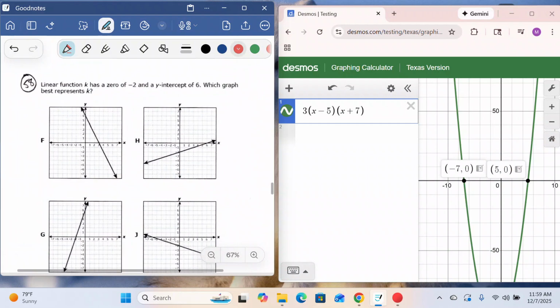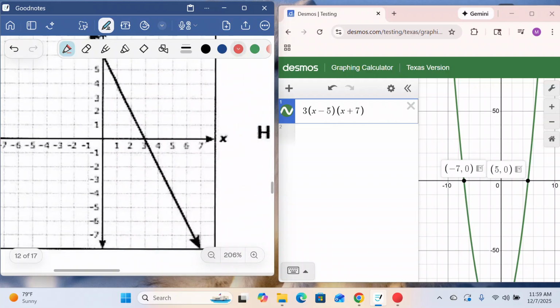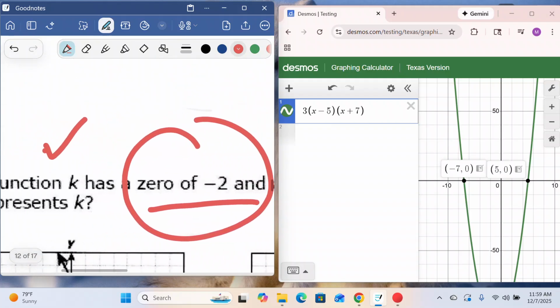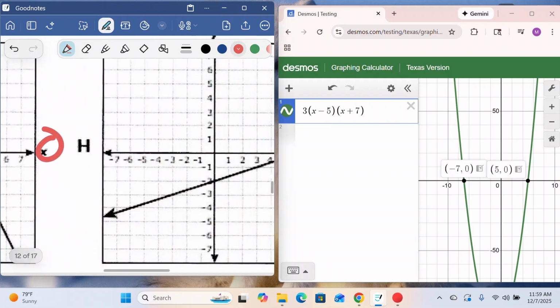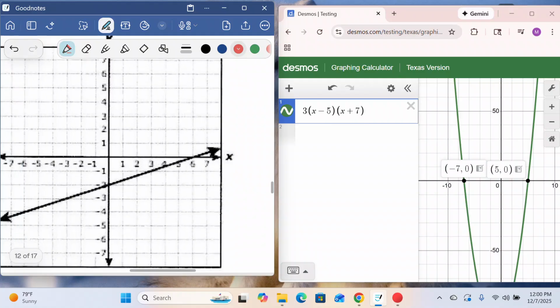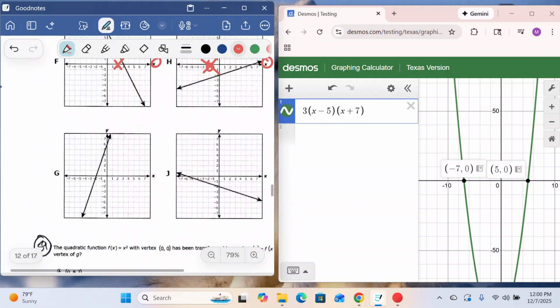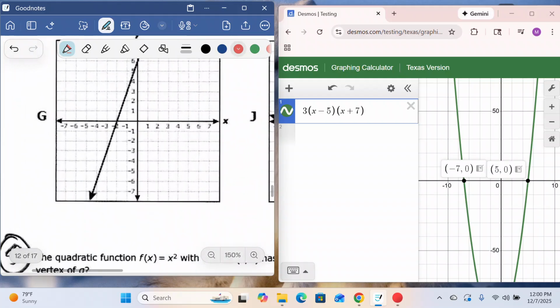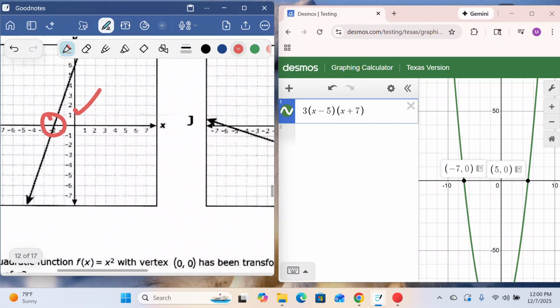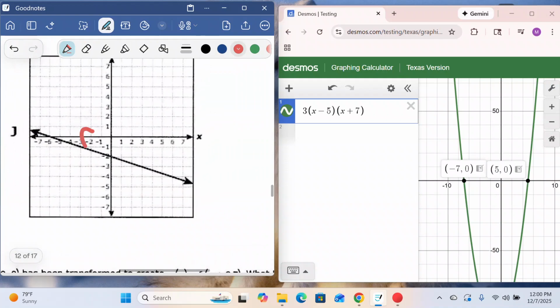If I look at 58 and 59, that is another copycat of the other problems. We got to note that it is a linear. We're looking for a 0, negative 2, and a y-intercept of 6. So first of all, my x-intercept is 2. And I remember my x-intercept is 2. This one is wrong. Remember, I'm looking for a 0, negative 2. That one is wrong. If I look at my next one, the x is negative 2 right here. This one is wrong. Then I'm going to look at G, and my 0 is negative 2.